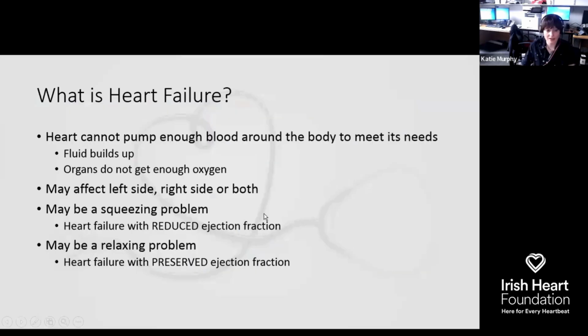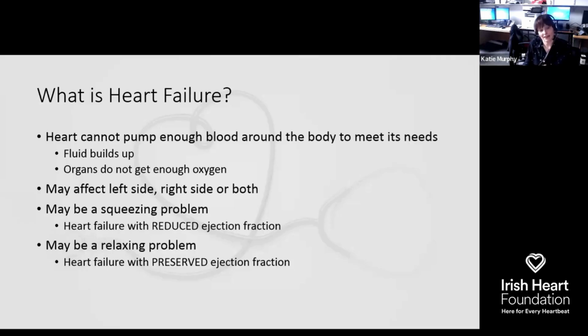So we've talked about cardiomyopathy, i.e., an abnormal heart muscle. But what is heart failure? The heart has two main roles. Number one, it pumps blood to the kidneys. The kidneys get rid of the fluid, and so it stops you building up fluid. Number two, when that blood pumps around your body, it delivers oxygen to your organs. And so if the heart is not doing either of those jobs well enough, then you have heart failure.